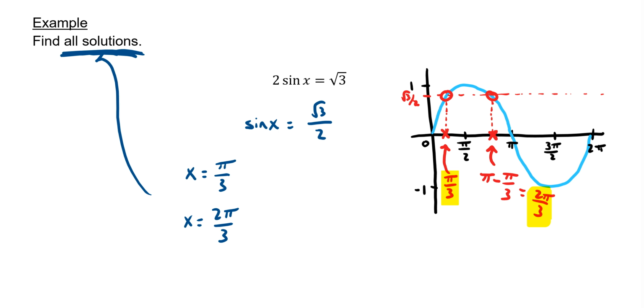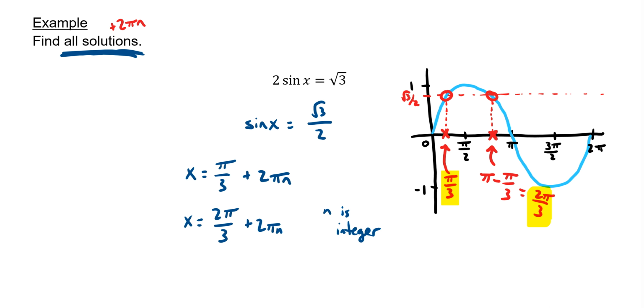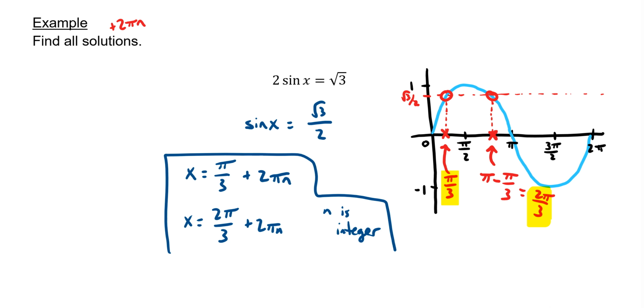This says find all solutions. Since it doesn't just say find the solutions over the interval, we're finding all solutions. Since this is sine, we know the period of sine is 2 pi. That means we need to add plus 2 pi n to the end of both of these. And you should just write where n is an integer somewhere, just to label what n actually represents. So we have 2 main answers. Technically, we have an infinite amount of answers. We have pi over 3 and 2 pi over 3, but those are going to repeat every 2 pi radians.